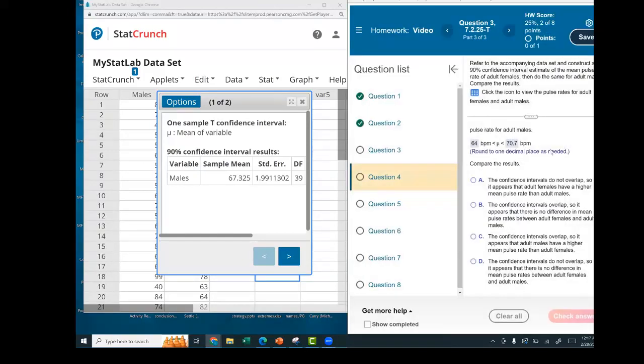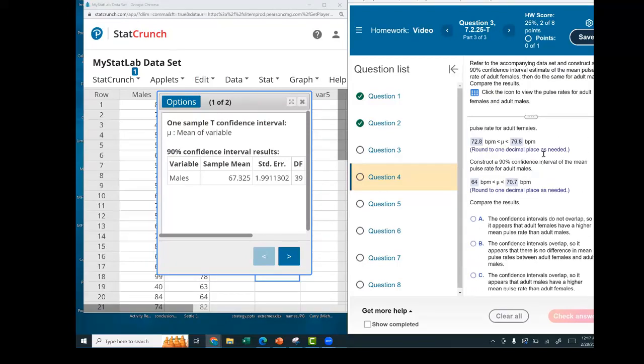Compare the results. The confidence intervals do not overlap. Well, let's see. This goes from 64 to 70.17. They do not overlap. So that's true. So it appears that adult females have a higher mean pulse rate than adult males. Here's females, here's males. That's true.